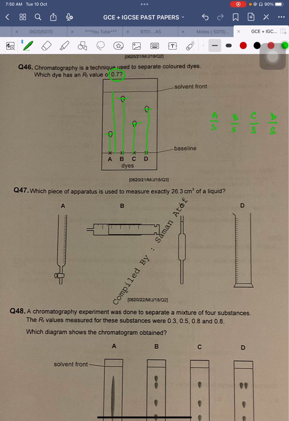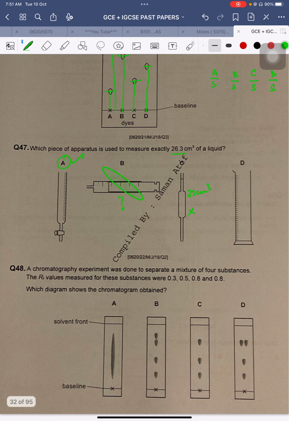Which piece of apparatus is used to measure exactly 26.3? All right, it cannot be a pipette. Why? Because it can measure only 25 cubic centimeters. We can measure exactly 26.3 with the help of a burette because a burette has very accurate measurements as it has a narrow column. We can measure it through the D option as well? D is your measuring cylinder, but they are saying very accurately, exactly. So it is called a burette, because it has a comparatively narrow column. Why can we not use B? Because in B, you can see that there are larger calibrations. So it can measure like 25, 26, 27, but it is not going to measure like 26.1 or 26.2, etc.